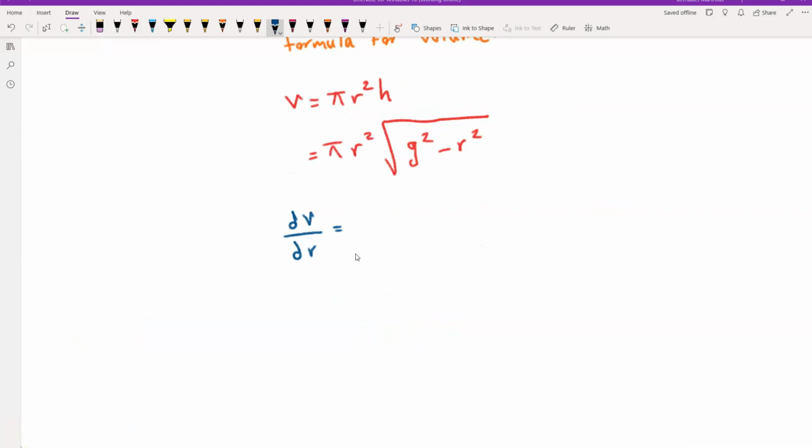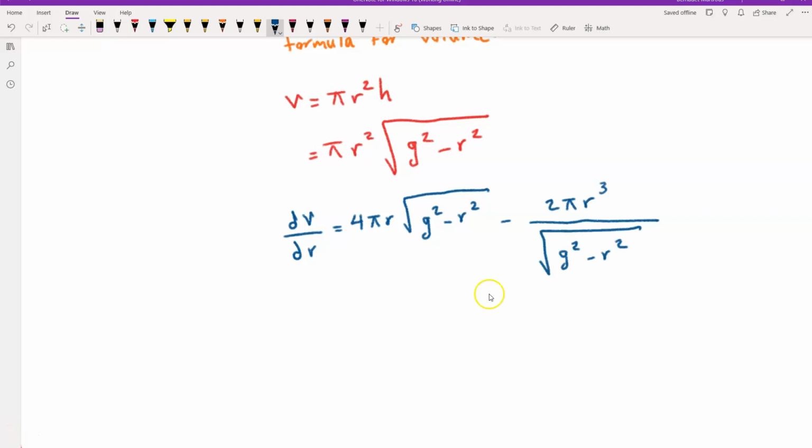Next step, take the derivative with respect to r. So dV divided by dr is equal to 4 pi r times the square root of g squared minus r squared, minus 2 pi r cubed divided by the square root of g squared minus r squared.